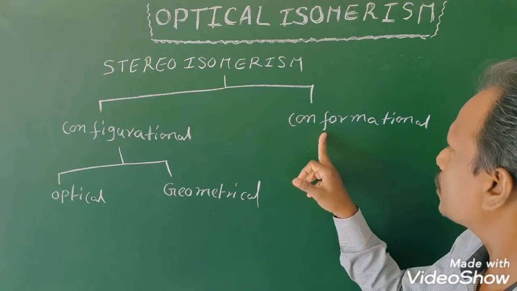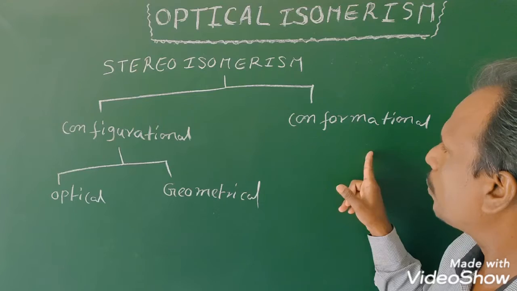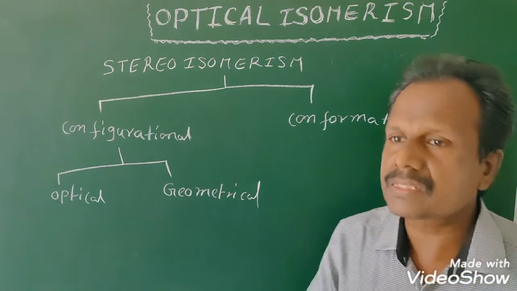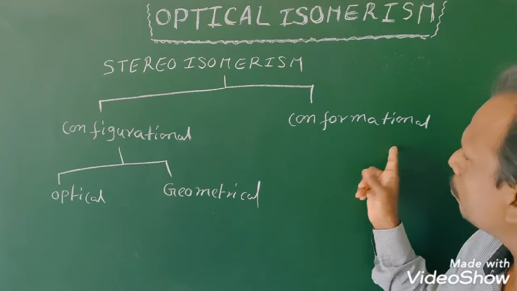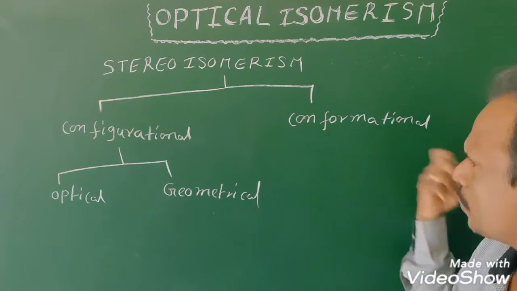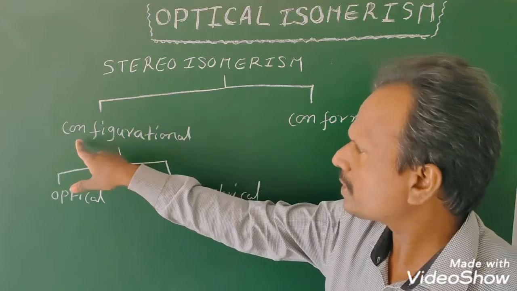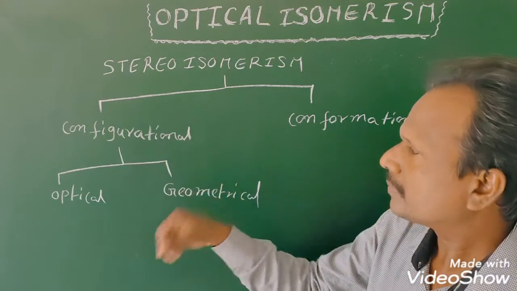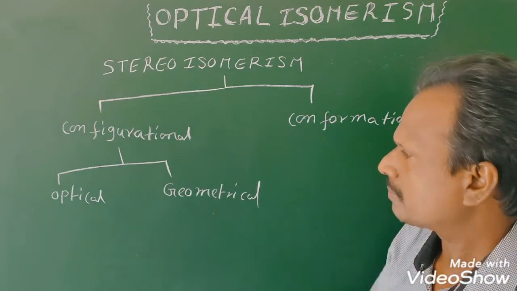What is conformational isomerism? The stereoisomers which are interconvertible without breaking and making of bonds. They spontaneously convert from one form to another form. Another one is configurational isomers: the stereoisomers which are interconvertible by breaking and making of bonds. There are two types: optical and geometrical isomers.